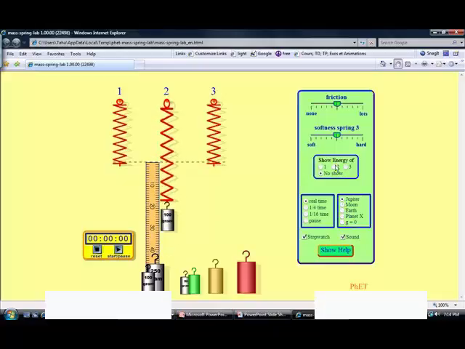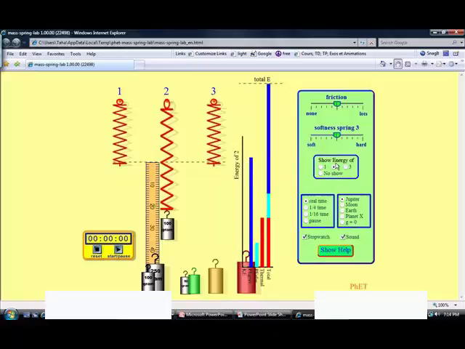And then I can also look at energy, various energies. I can set up an ideal spring with no friction, or I can set up the friction level of a spring. And I can change the spring constant on the third spring by acting here. Okay, let's see.